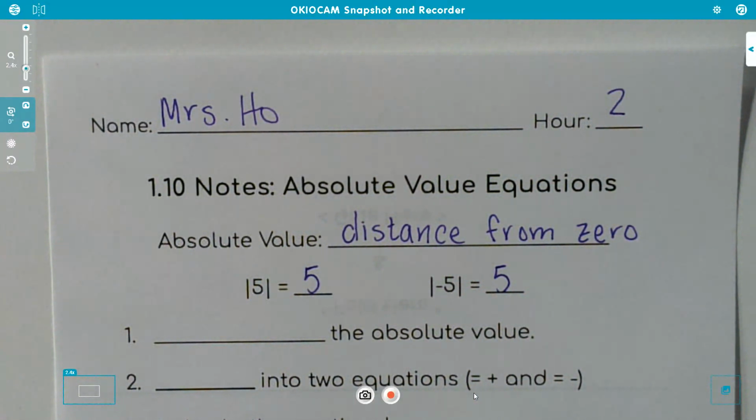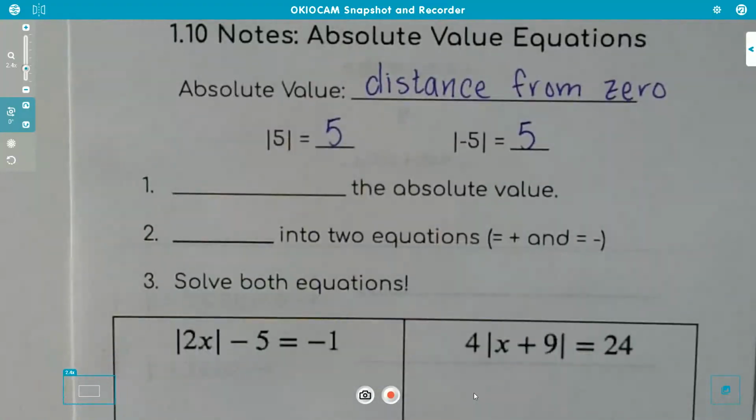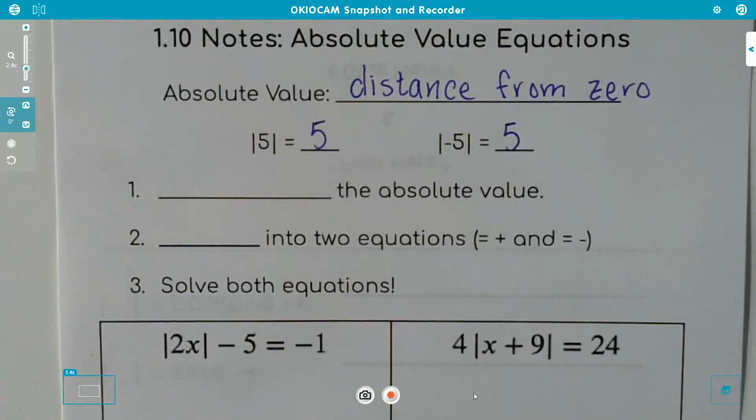Our steps for solving these are pretty similar to our radical equations from yesterday. I just could not think of the word radical. Our first step is going to be to isolate the absolute value.